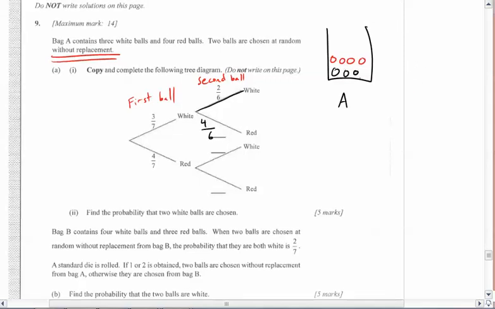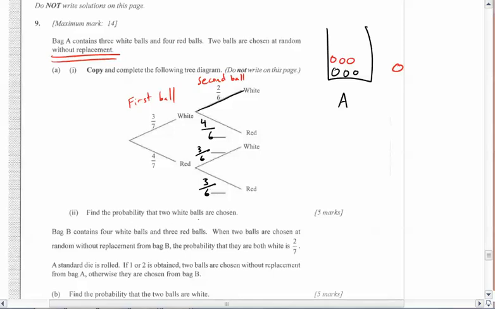And the bottom part of the tree says, okay, we already got a red ball out. After getting out a red ball, what's the chance of getting a white ball? Well, there's 3 white balls out of 6 possible, so 3 out of 6. The chance of getting red balls is the same. There's 3 red balls in there, so 3 out of 6 chance of getting a red ball.